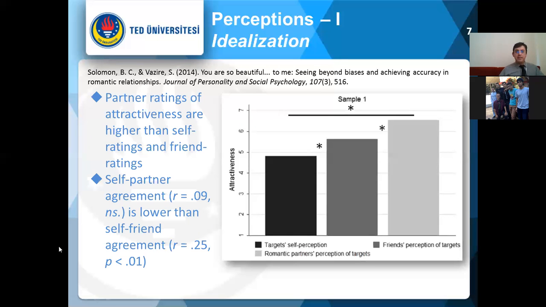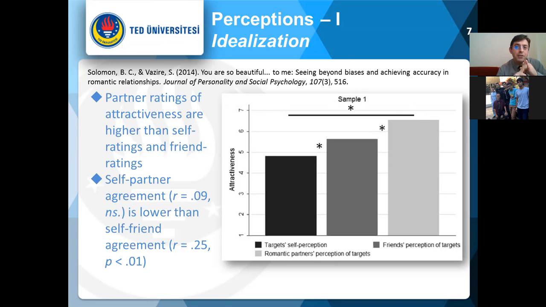And what we observe in this study by Solomon and Wazir is about the attractiveness of a partner. So in this study, partner ratings of attractiveness, as you observe here, are higher than self ratings and friend ratings. What does that mean? So how attractive are you? This is asked to one of the partners in a relationship. And the same question is asked, how attractive is Ayşe, to a friend of Ayşe? And the same question was asked to the partner of Ayşe, Ahmet, okay? How attractive is Ayşe?